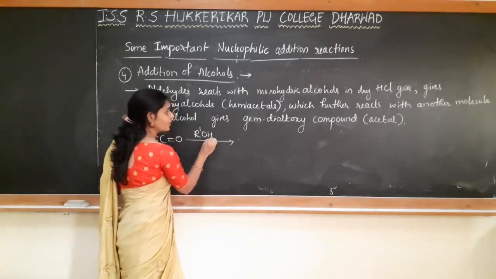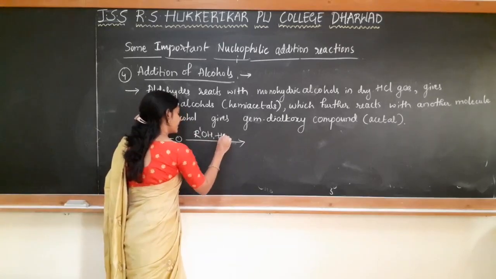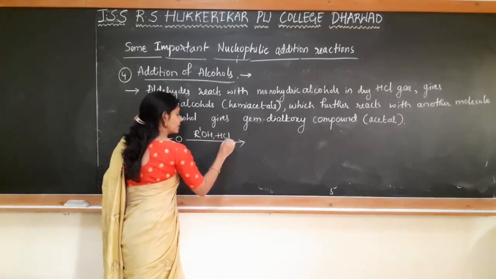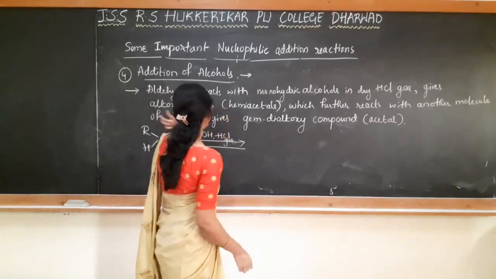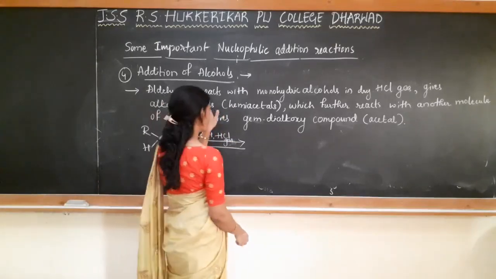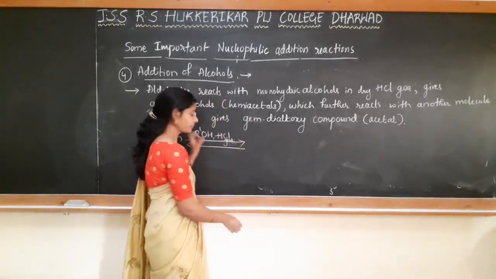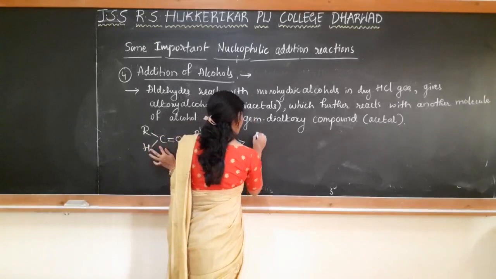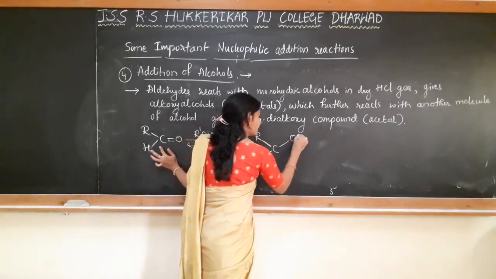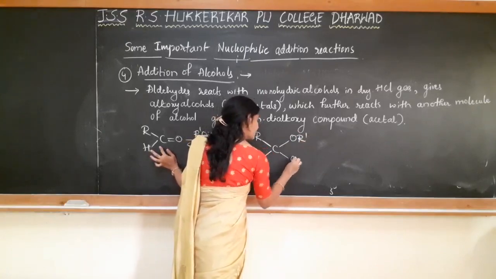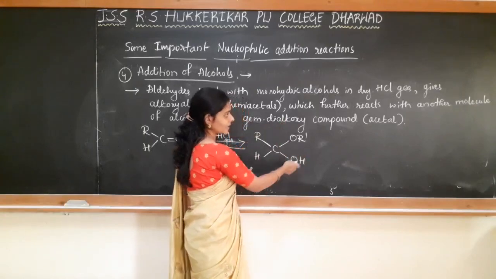In the presence of dry HCl gas, it is a reversible reaction, and there is formation of an alkoxy alcohol. OR minus is the nucleophile that attacks the carbonyl carbon. The product formed will be of this manner. Here the alkoxy group is attached and the other side will have OH. So this is considered a hemiacetal compound.